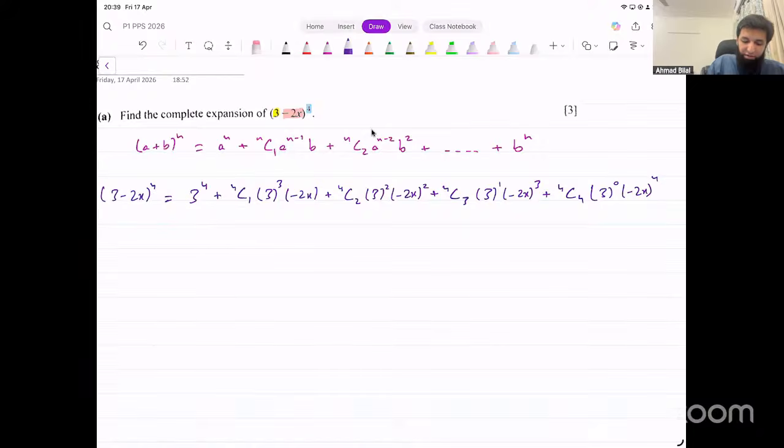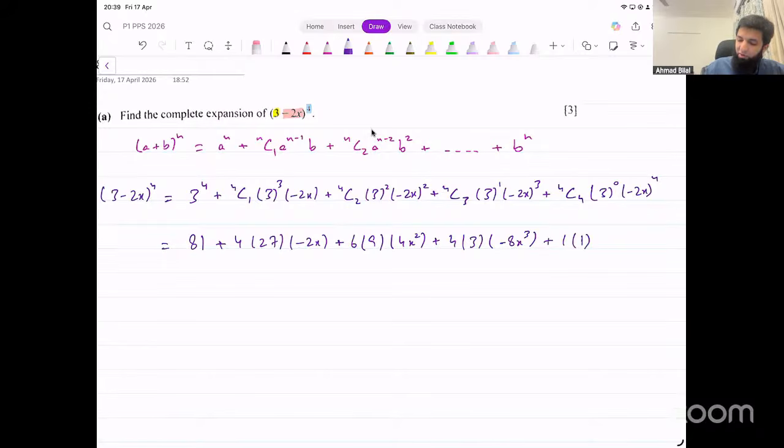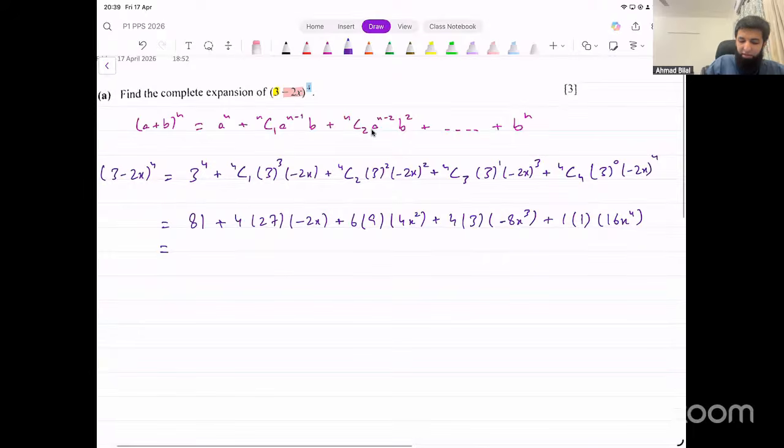Now just simplify this. 3 power 4 is 81. 4C1 is 4. 3 cubed is 27 into minus 2x. 4C2, put this on your calculator, you'll get 6 for this. 3 squared is 9. Minus 2 squared is 4x squared. 4C3 is 4 into 3 into minus 8x cubed, plus 1 into 1 into 16x raised to power 4. Now, let's simplify this.